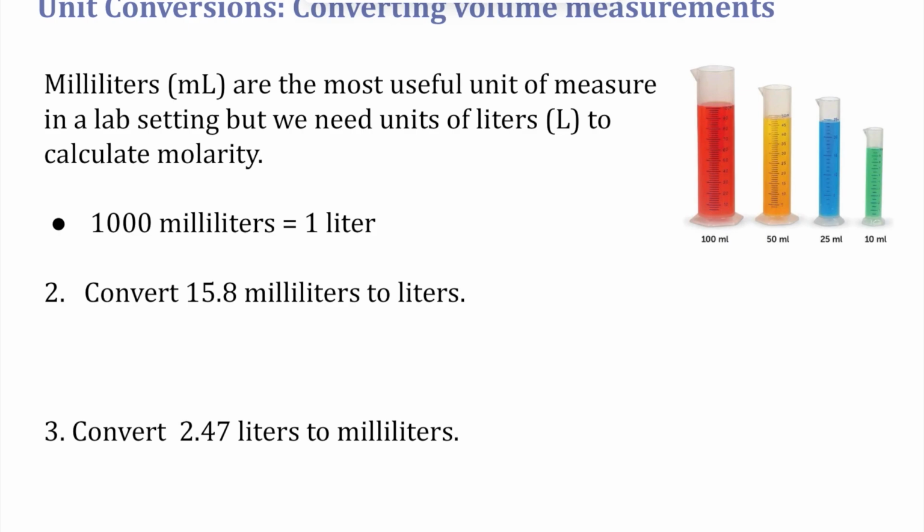So if we're looking at this 15.8 milliliters, just like with our conversion factors for our molar conversions, we set this up where 1 piece is going to go in the numerator, 1 is going to go in the denominator. I want to get rid of milliliters, so my milliliters is going to go in the denominator. So 1,000 milliliters in the denominator. I want liters, so 1 liter is going to go in the numerator. So we are doing that 15.8 times 1 divided by 1,000.